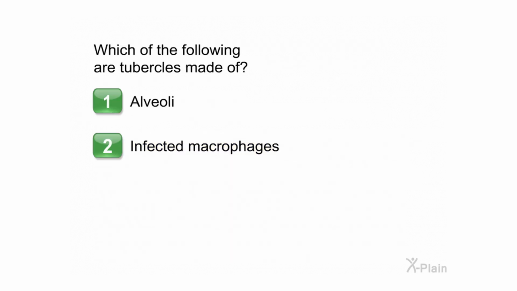Which of the following are tubercles made of? Choose one of the following options. 1. Alveoli. 2. Infected macrophages. Correct.